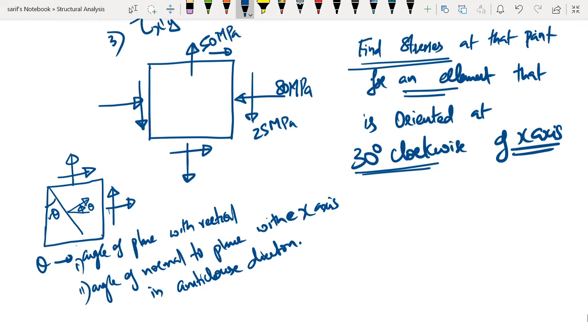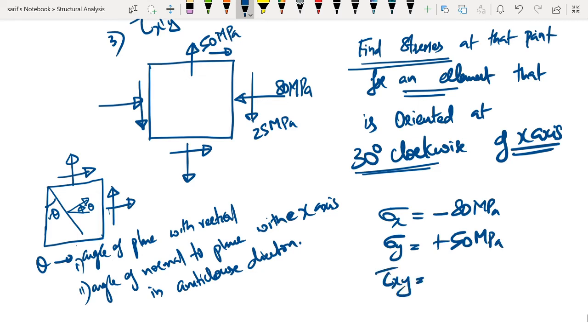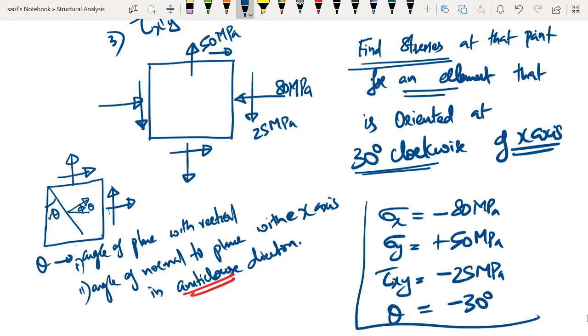So let us compare. If you look here, sigma x is negative because it is in a different direction. So sigma x is minus 80 MPa. Sigma y, if you look, it is tensile, so you can take it as plus 50 MPa. And shear stress, as you can see, it is acting in the opposite direction, so it is minus 25 MPa. And lastly, theta has to be positive if it is anti-clockwise. However, here theta is clockwise, and therefore we take it as minus 30 degree. So these are the four values that we are having.